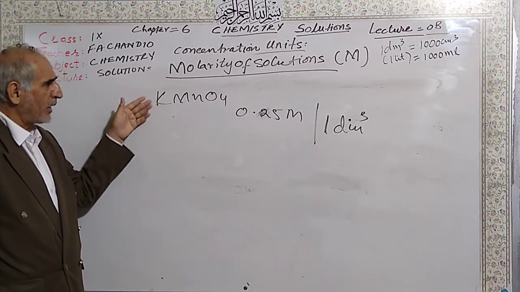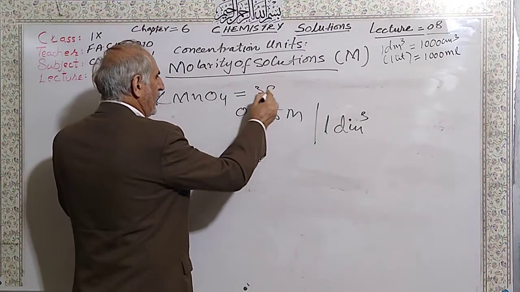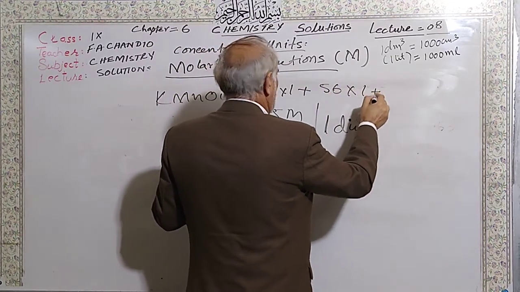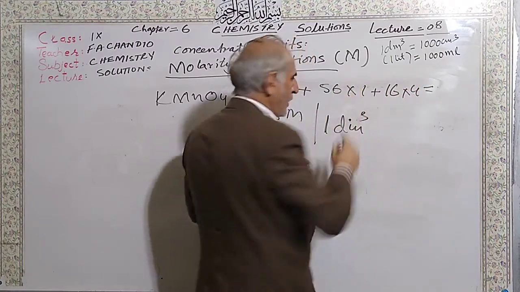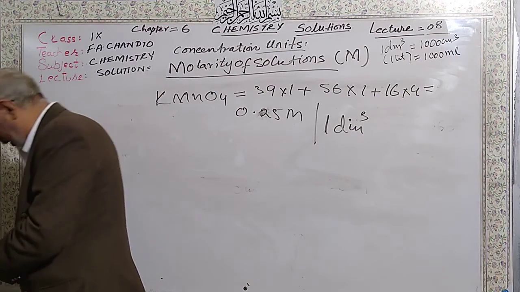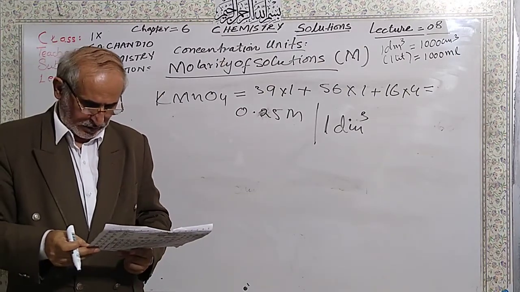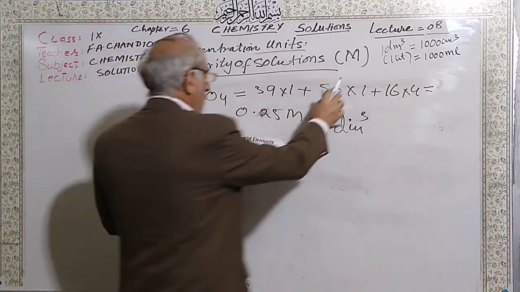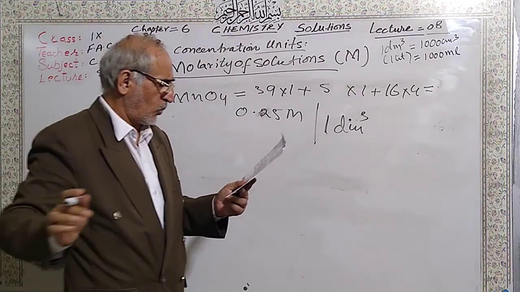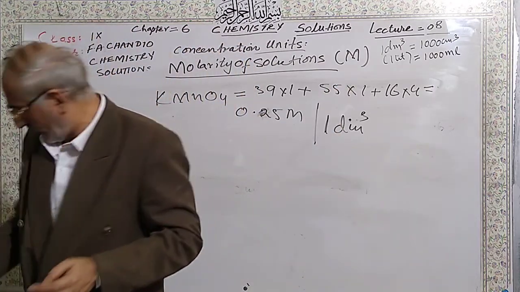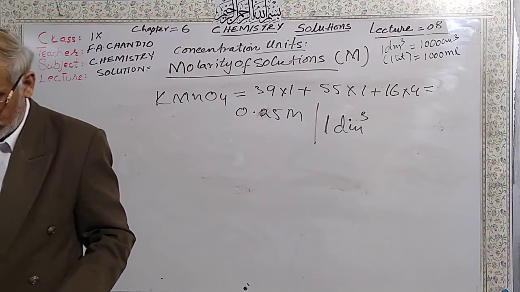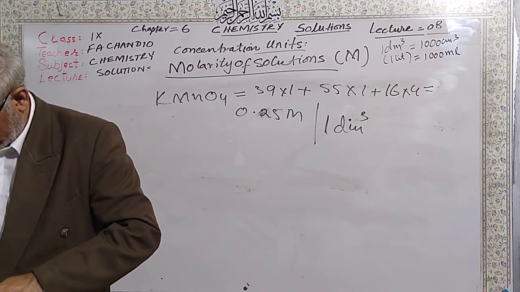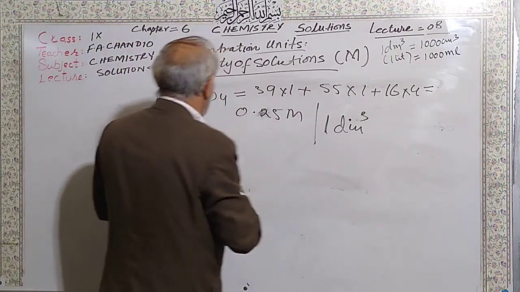Molar mass of potassium permanganate: as I told you how to calculate, potassium is 39 multiplied by 1. Manganese is, I think, 56, multiplied by 1. Oxygen is 16 multiplied by 4. So please correct it in your periodic table. Manganese is 54.955, so this is 55 for manganese here. So calculate its molar mass first. Its molar mass is 158.